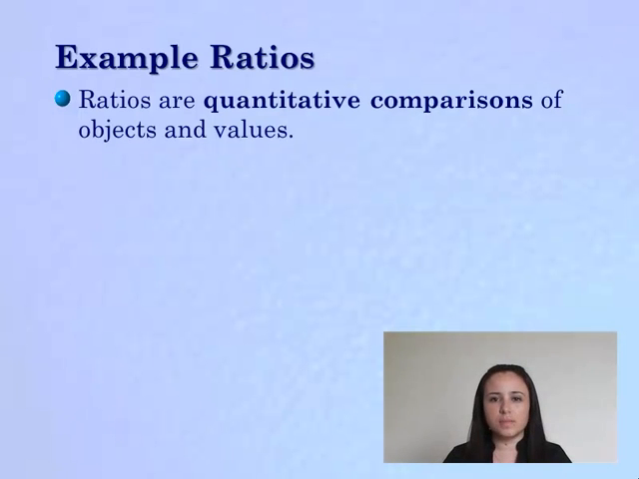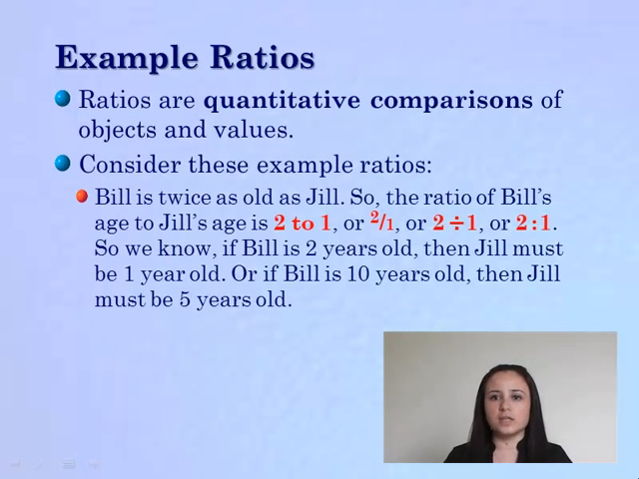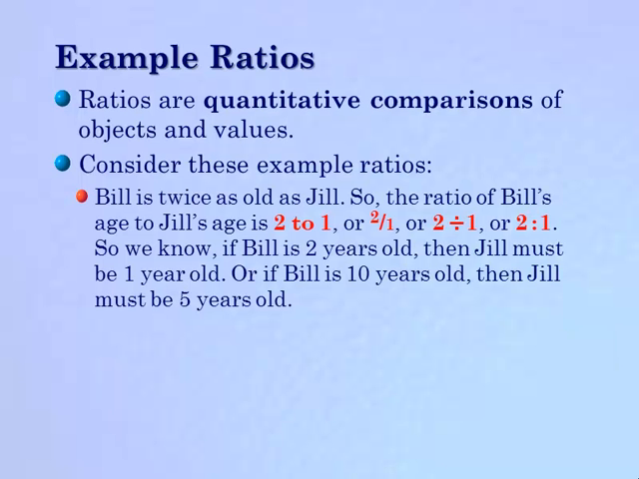Ratios are quantitative comparisons of objects and values. So let's consider these example ratios. So we have Bill and Jill. Bill is twice as old as Jill, so the ratio of Bill's age to Jill's age is 2 to 1, or 2 over 1, or 2 divided by 1, or 2 colon 1. So we know if Bill is 2 years old, then Jill must be 1 year old, or if Bill is 10 years old, then Jill must be 5 years old.